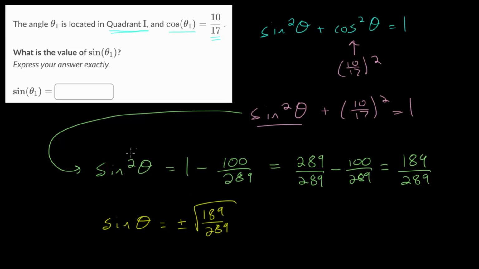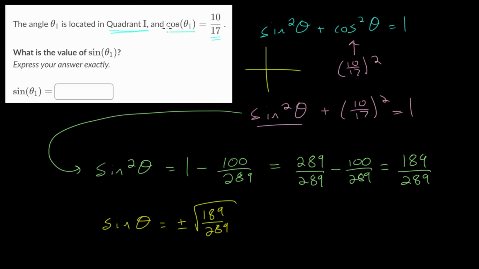And remember, when you're taking a square root to cancel out a square, we need to put plus or minus to account for the fact that there are two possible solutions to this, when this is negative and when this is positive. And both of these solutions are generally valid, but only one of them will be in quadrant 1.